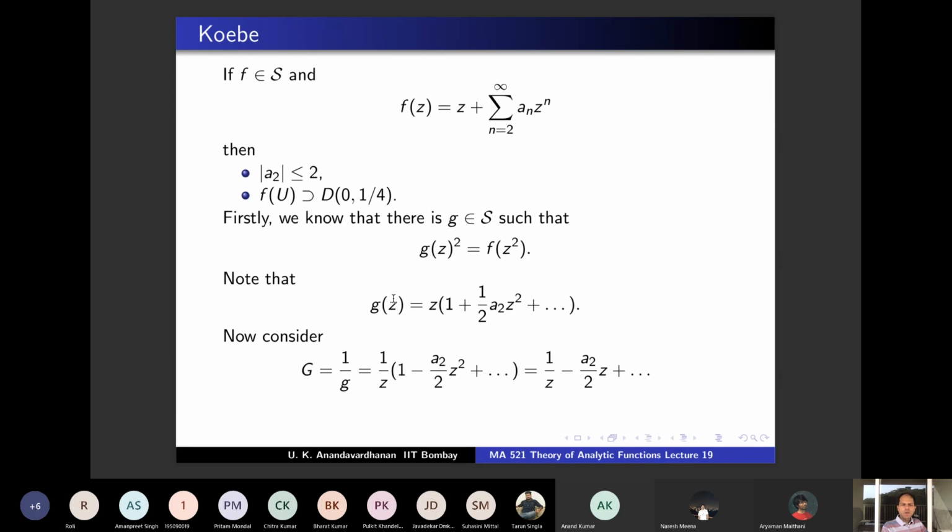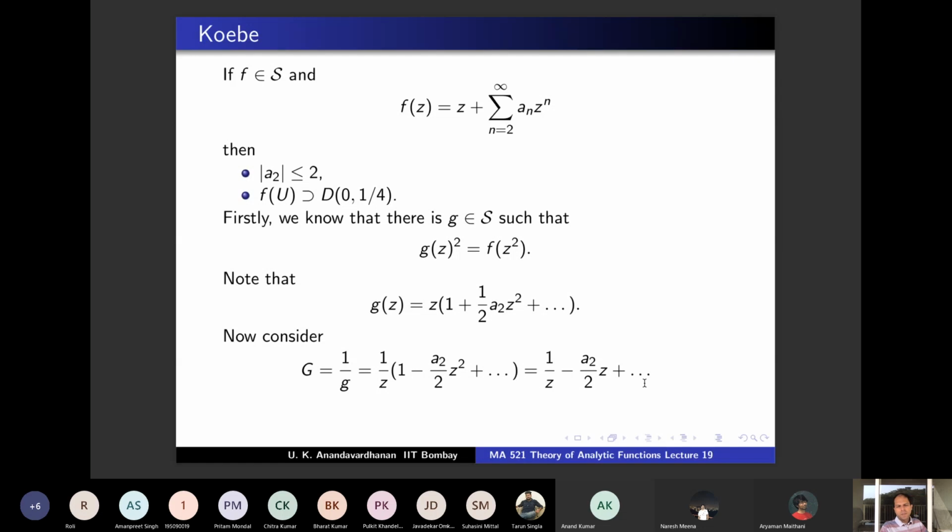G is a 1-1 function because small g is a 1-1 function. Therefore, capital G is a 1-1 function on U minus 0. So this is like you are now in a situation like the area theorem. So if you apply the area theorem for mod G, you will get coefficients, you will get some inequality, and in particular the corollary will say that mod alpha 1 is less than or equal to 1.